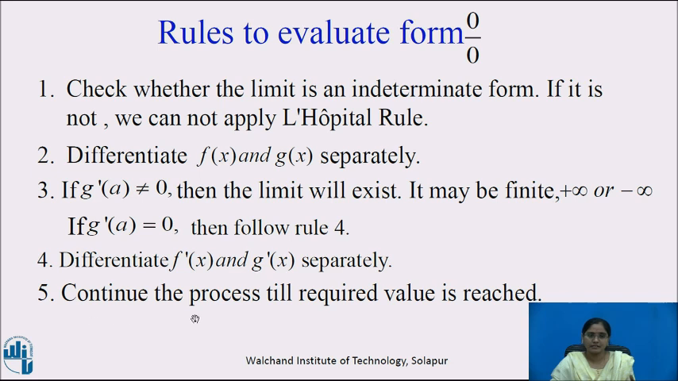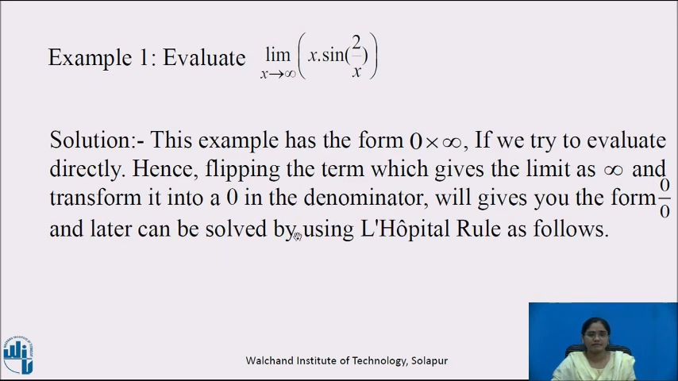And we will continue this process till we get the required value. Now we'll see one example of 0 into infinity form. Example number 1: evaluate the limit as x tends to infinity of x into sine of 2 upon x. If you go through this problem, this example has the form 0 into infinity, and if you try to evaluate it directly, you get the indeterminate form.